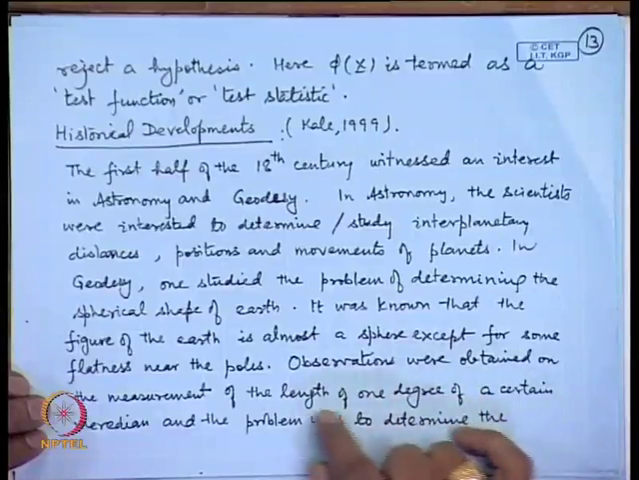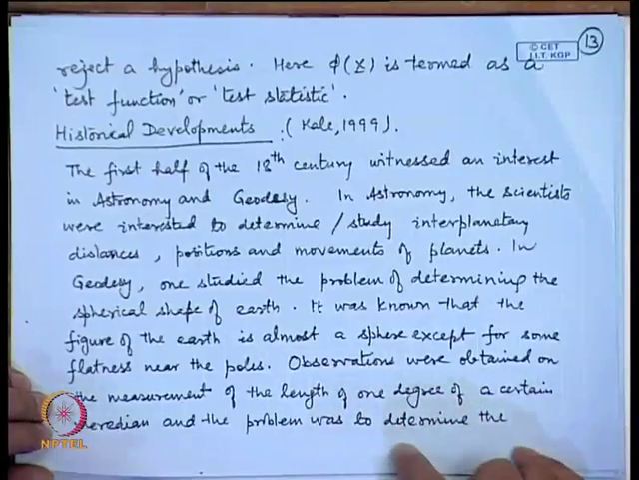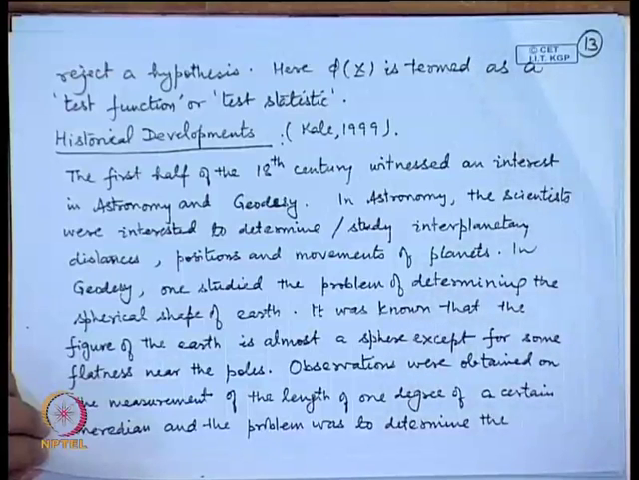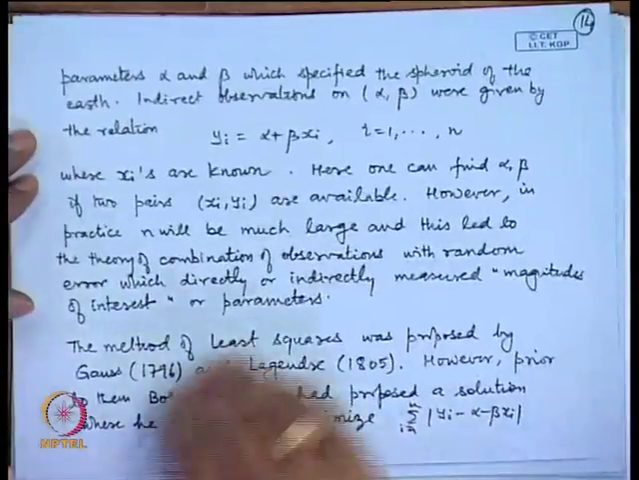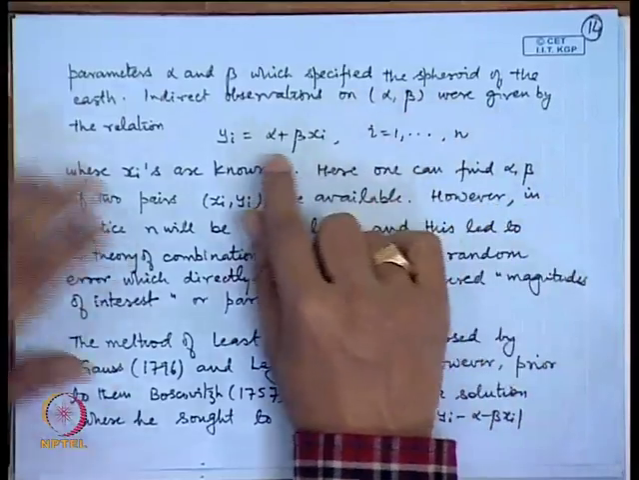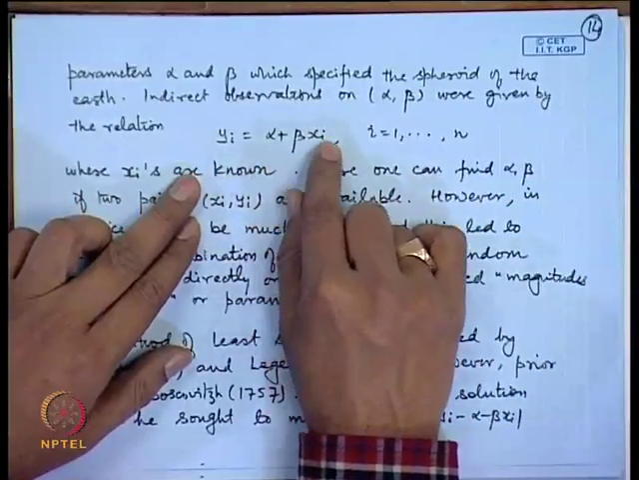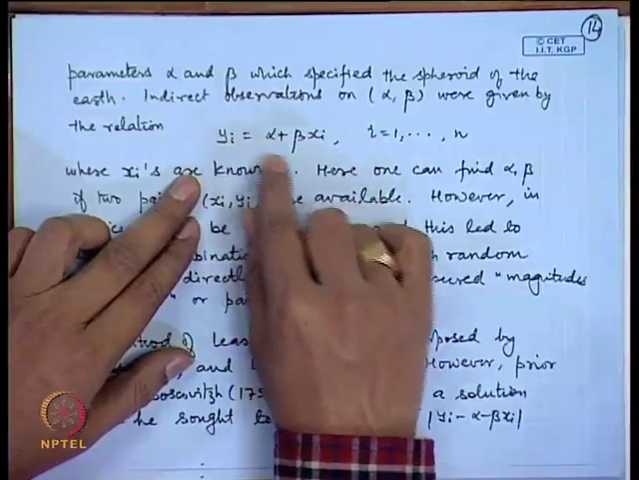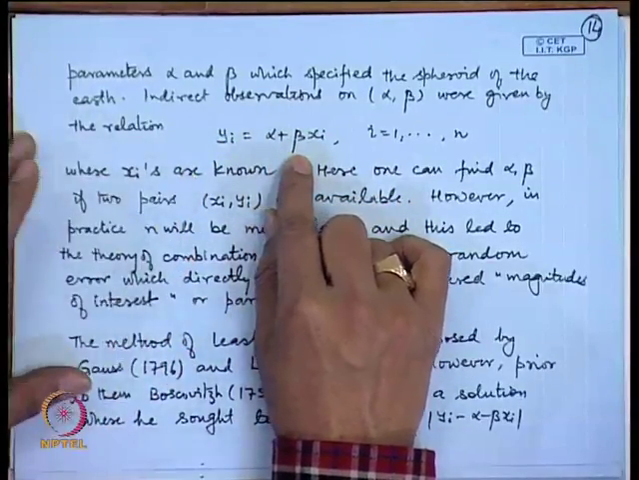It was known that the earth's shape is spherical, but flat near the poles. So a standard technique is to take observations, not one but several measurements. For example, measurements are taken of the length of 1 degree of a certain meridian, and the problem is to determine parameters alpha and beta which specify the spheroid of the earth. Indirect observations on alpha and beta are given by the relation y_i = alpha + beta x_i. Here the x_i's are given to us, y is given to us, and alpha and beta are to be estimated.